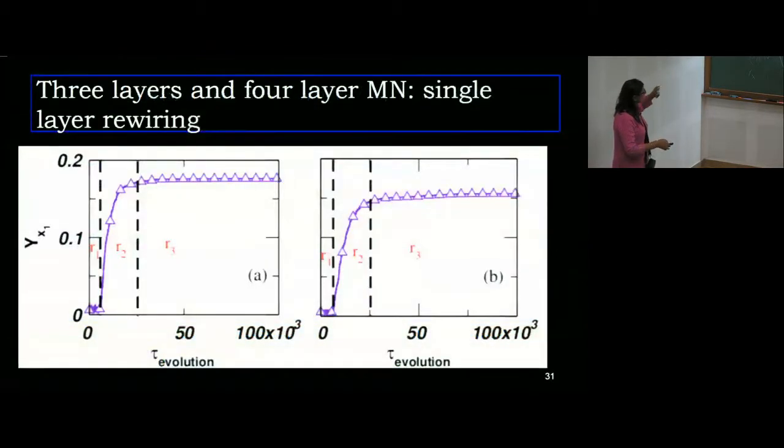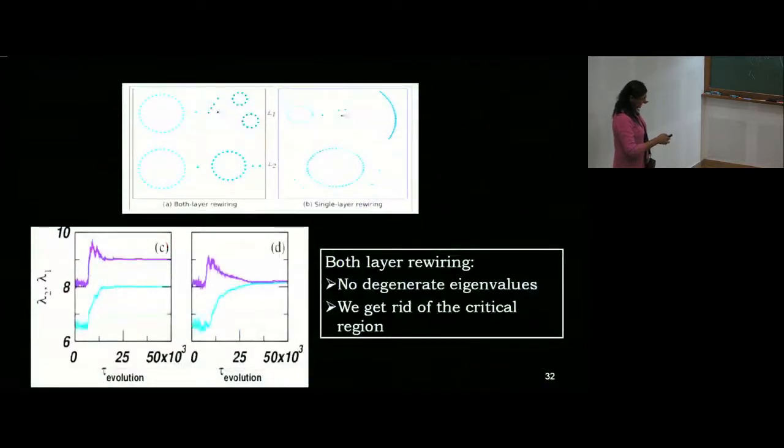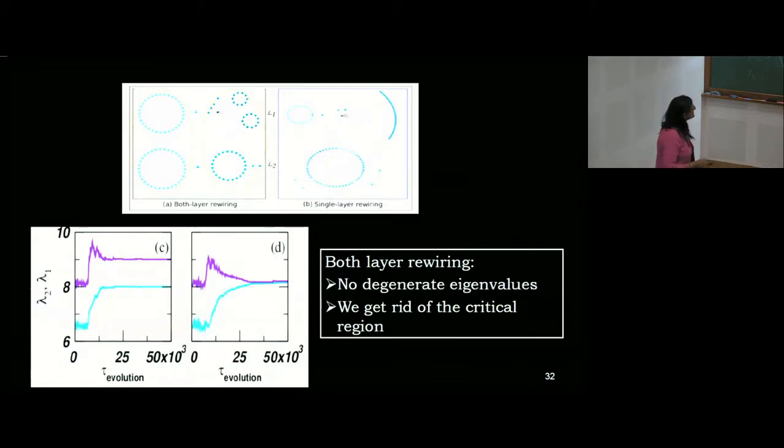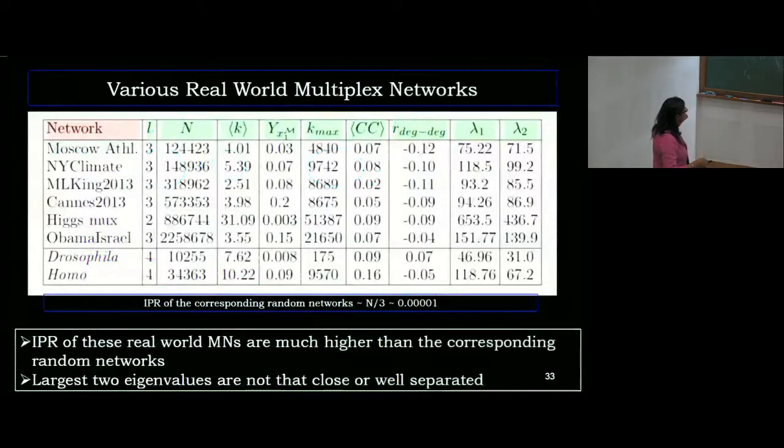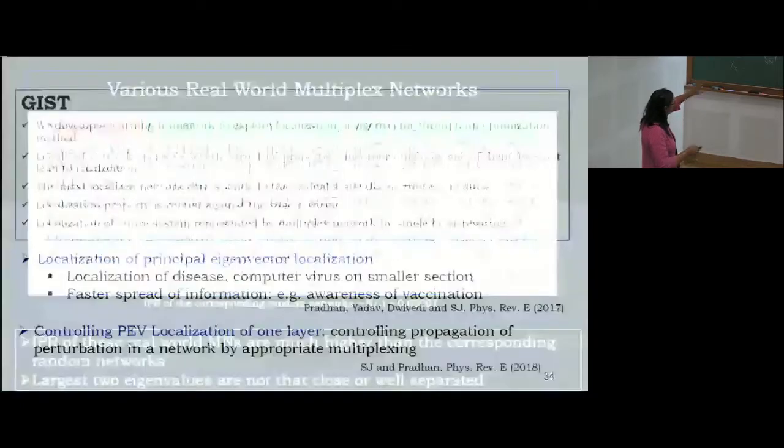We have done this for 3 layers and 4 layers also, which I am finishing. And this is degeneracy, which I wanted to emphasize: in multi-layer networks we still get degenerate eigenvalues, but we can also get rid of them. But I think I should stop here. This is for various real-world multiplex networks, we have done this, and this is the gist.